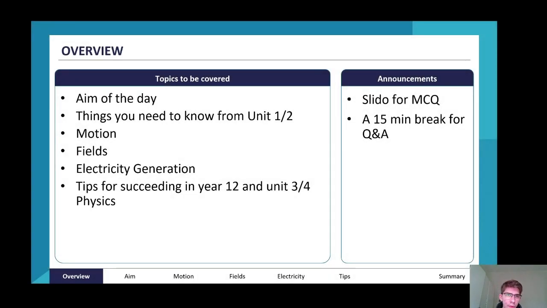We are going to talk about things that you need to know for units 1 and 2. We're going to cover the topics of motion, fields, electricity generation, and other tips for succeeding in year 12 and unit 3-4 physics.